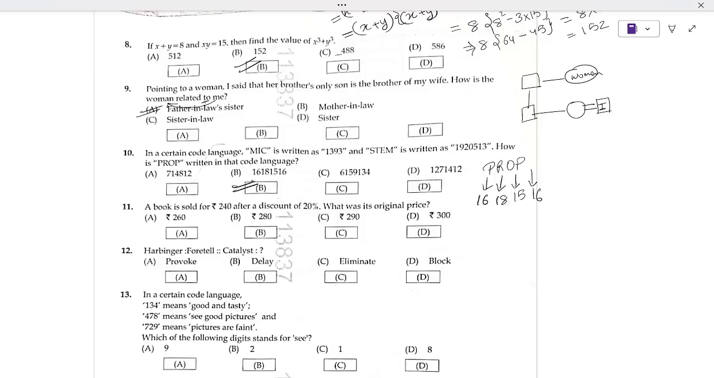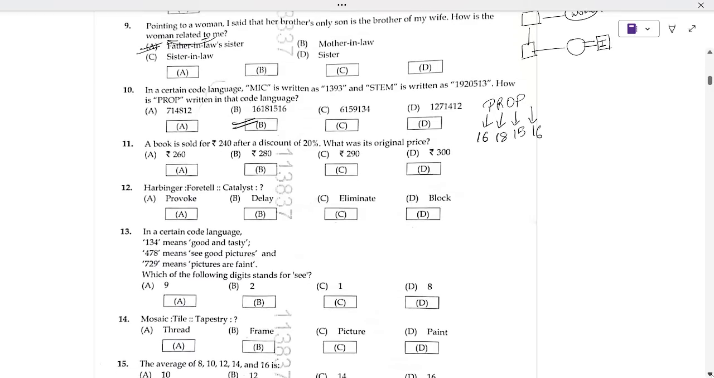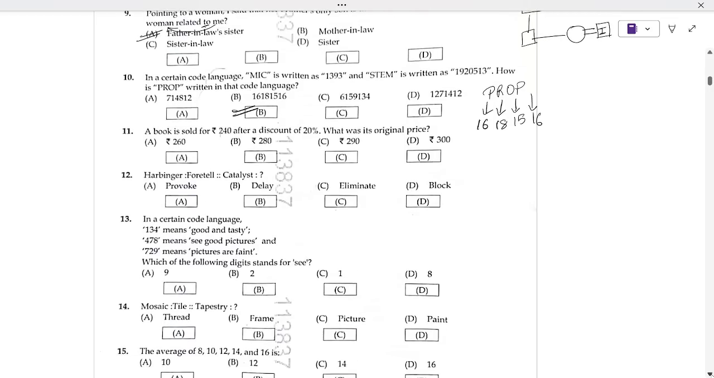Question 11 is from discount, the percentage topic. A book is sold for 240 rupees after a discount of 20%. What was its original price? Since we don't know the original price, let's say the cost price is 100%. The selling price after a 20% loss, that means 100 minus 20 is 80, and 80 is equivalent to 240 rupees.